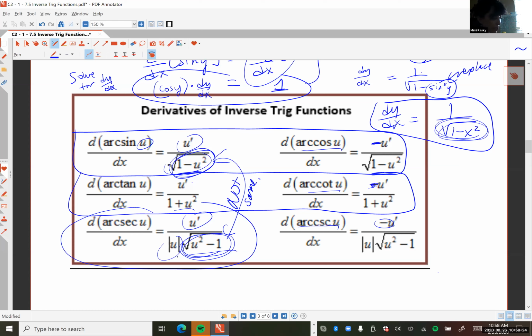So let me tell you one horrible thing about this book. When you open up the book and you read this section, all of the formulas they give you only have x's in them. They don't have the chain rule version. See how I'm doing arc sine of u? And so you're going to have to use the chain rule and have that u prime factor in there.